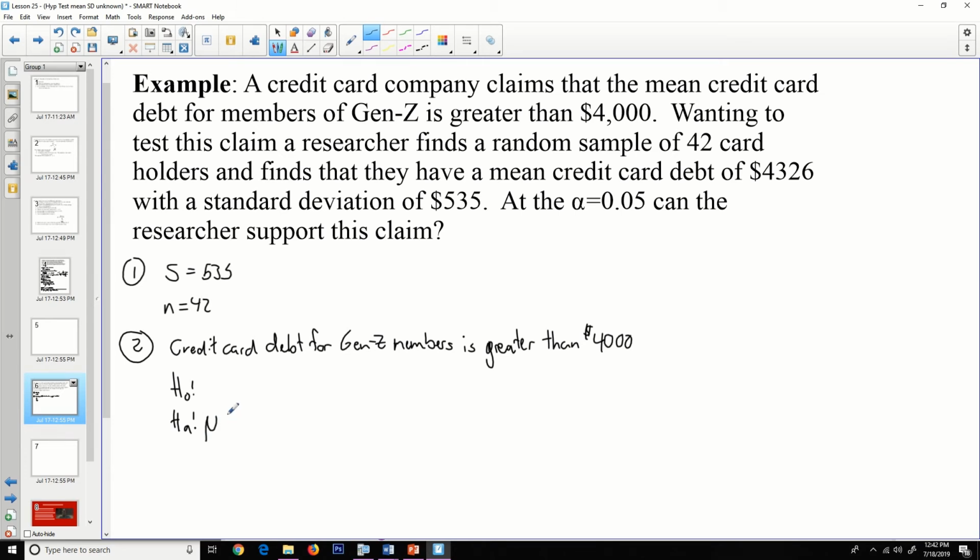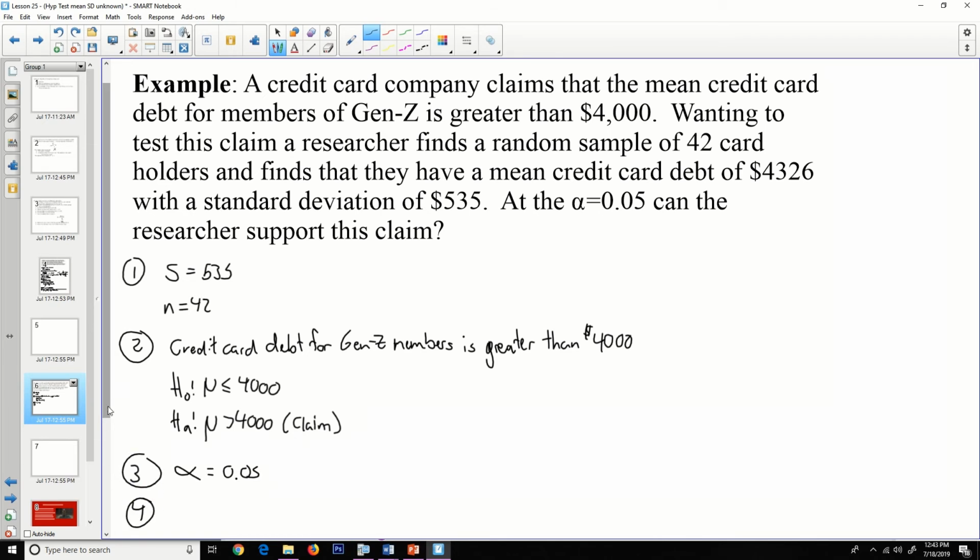So we're saying that the mean, so our claim is greater than $4,000. Our claim this time is in the alternative hypothesis, where it was in the null hypothesis in the first one. So less than or equal to 4,000 would be the complement. And so 3, our level of significance is alpha equal to 0.05.